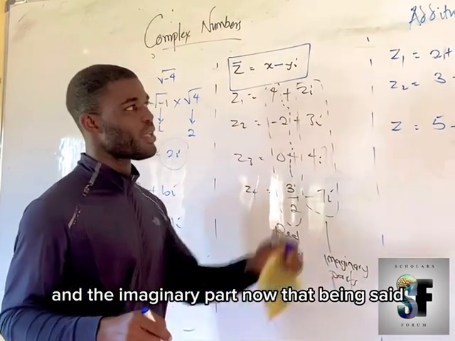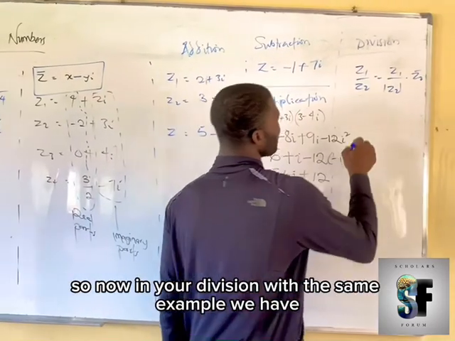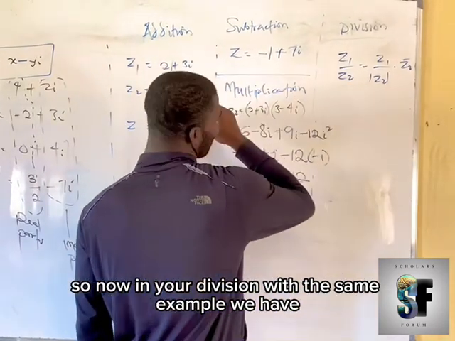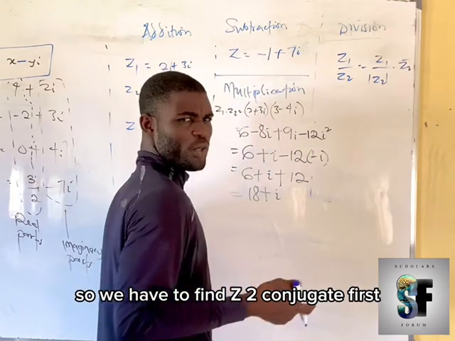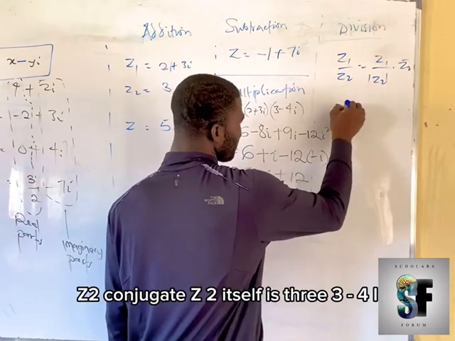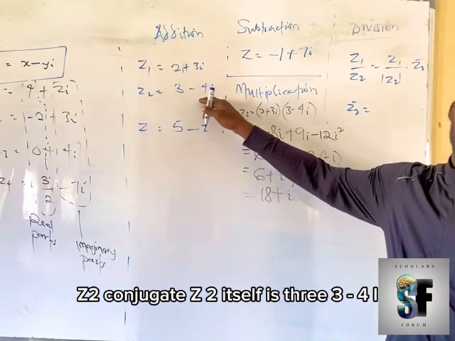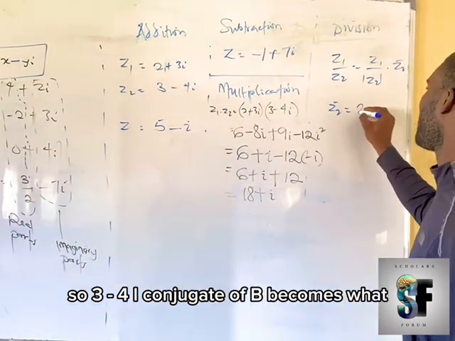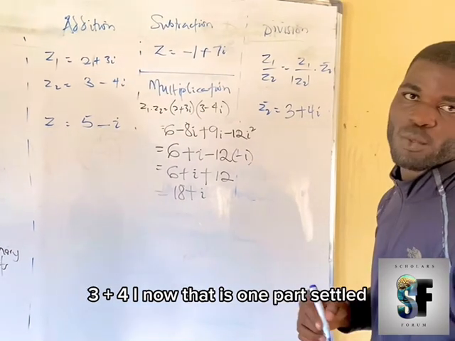Now that being said, let's go back to division. In your division, with the same example, we have to multiply Z1 against Z2 conjugate. So we have to find Z2 conjugate first. Now what is Z2 conjugate? Z2 itself is 3 minus 4i. So the conjugate of 3 minus 4i becomes 3 plus 4i. Now that is one part settled.